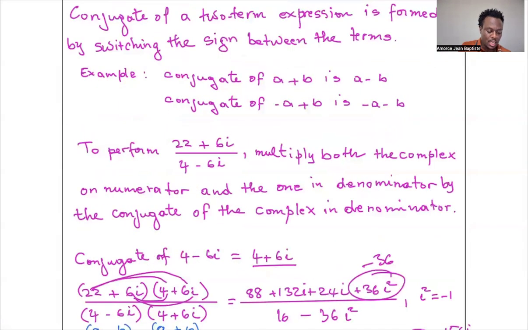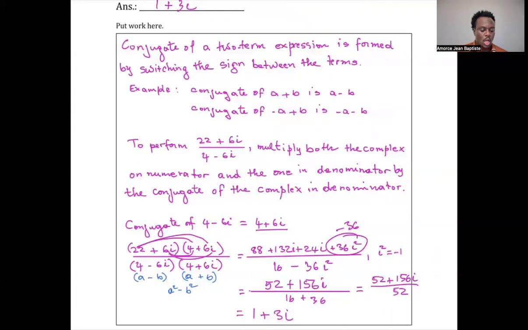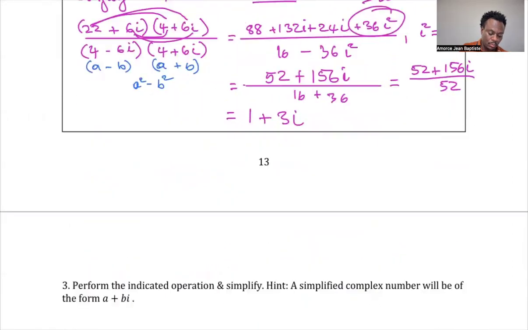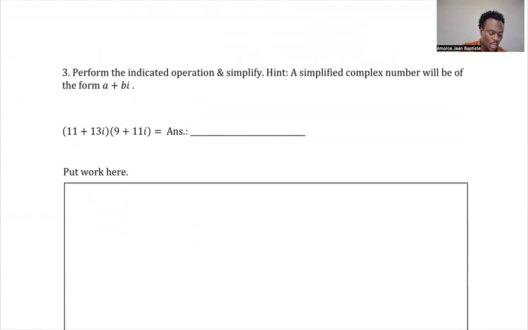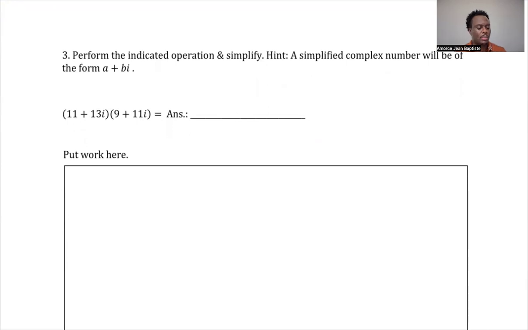So basically, if you recap, you find the conjugate of the denominator, you multiply top and bottom by this conjugate, and then you simplify. Now, how do we multiply two complex numbers? Well, we did multiplication in the previous problem, when we were multiplying top and bottom by the conjugate. So multiplication should not be a problem.